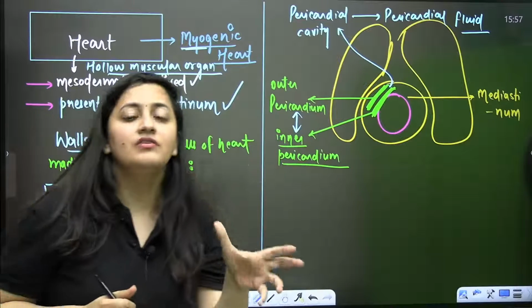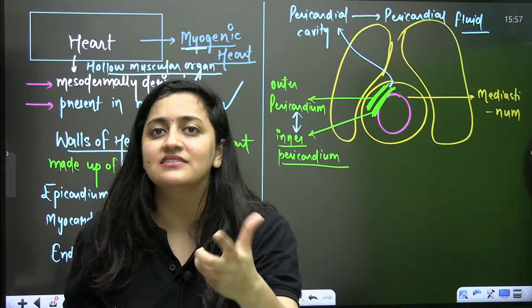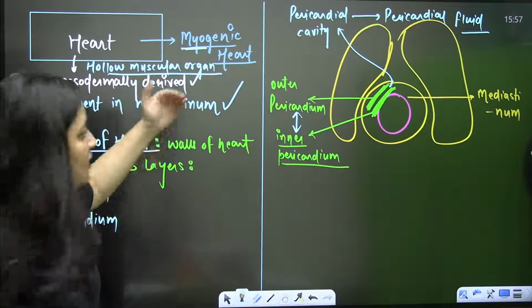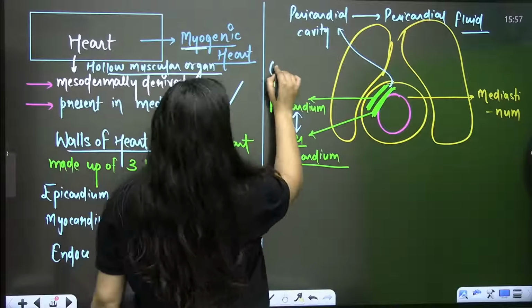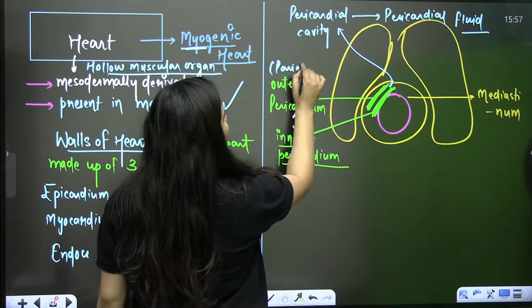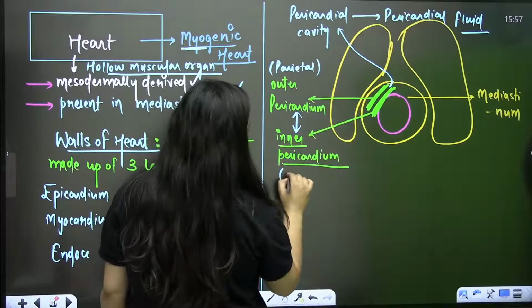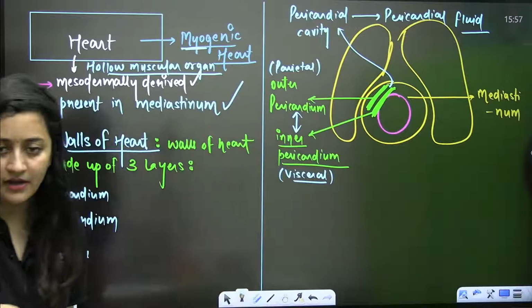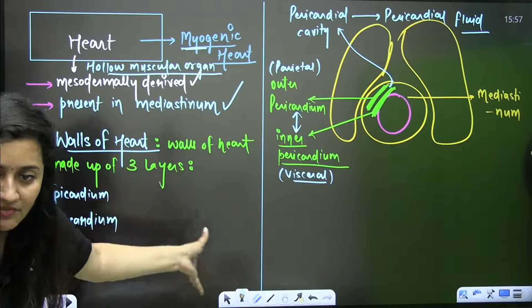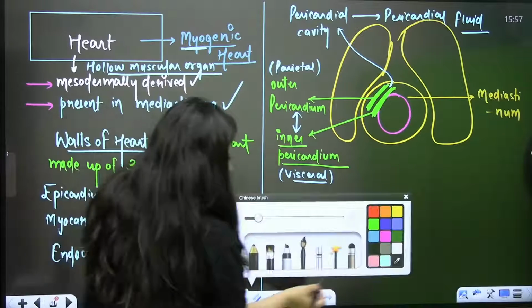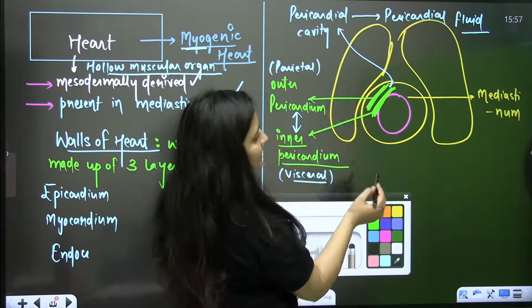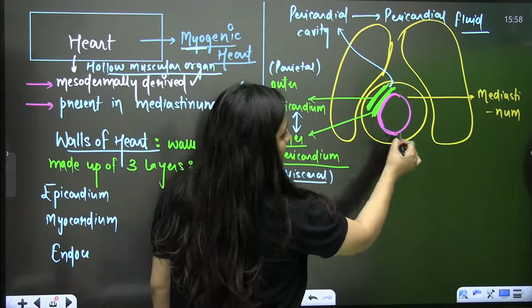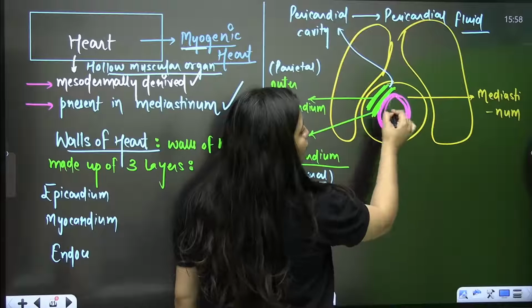Like lungs are covered with the pleural membrane, heart is covered with the pericardium. Is that clear? Heart is covered with the pericardium. One is outer, another is inner. Outer one is also known as parietal pericardium. Inner one is also known as visceral pericardium. Clear? It's understood. Visceral pericardium. So these are the coverings which are covering the heart. But now let's move next to these pericardial coverings. Can you see this pinky structure? This is showing us the heart wall.